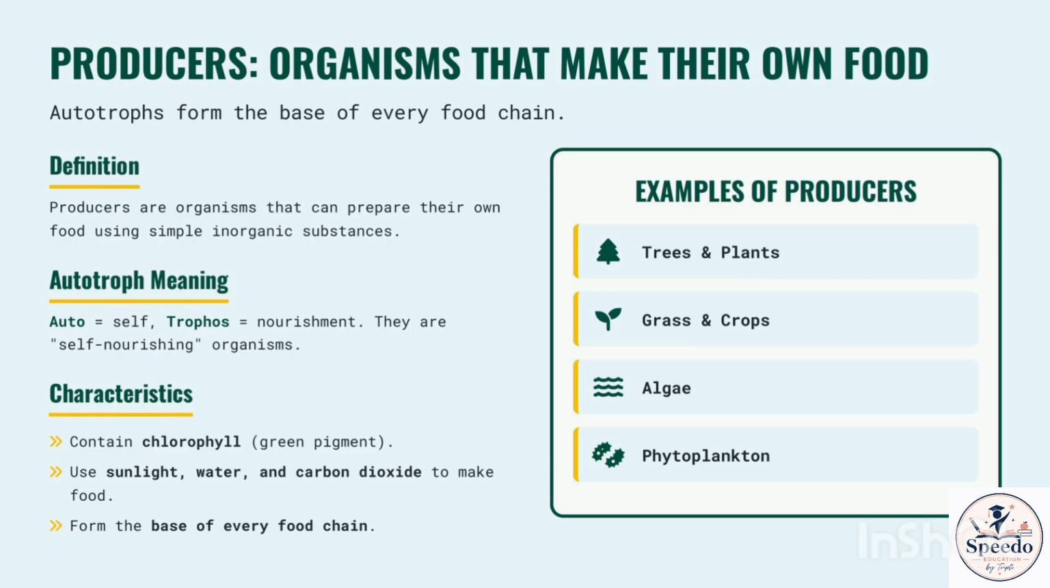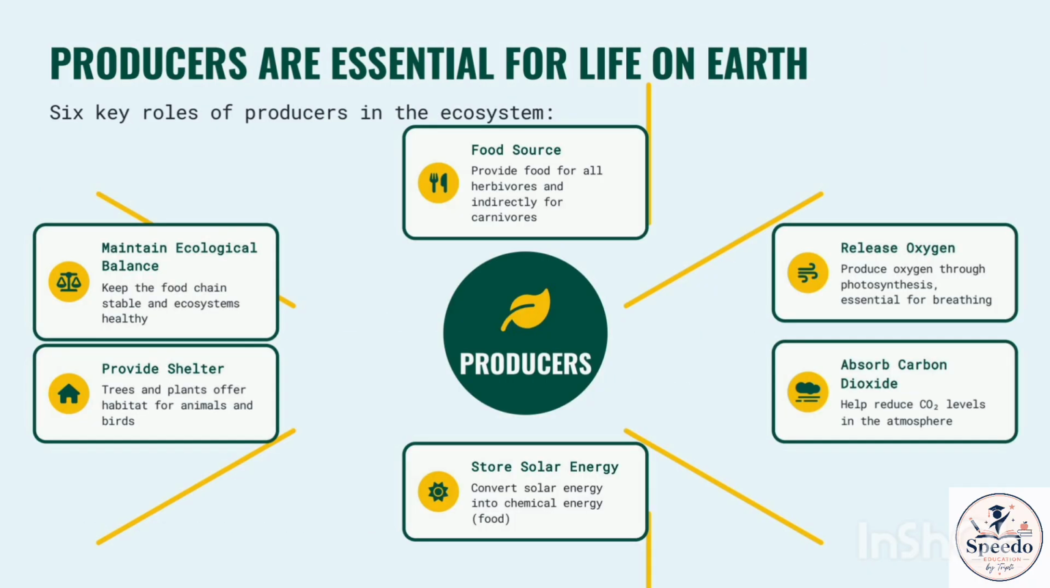Apart from green plants, algae and some photosynthetic bacteria such as cyanobacteria are also producers because they can prepare their own food. Some common examples of producers include grass, mango tree, neem tree, wheat, rice, maize, spinach, lotus, water plants, and algae. All these organisms prepare food through a process called photosynthesis.